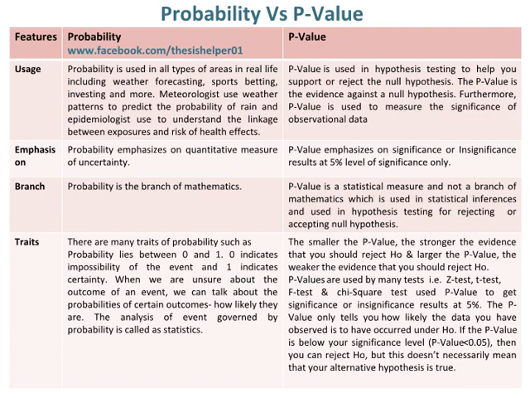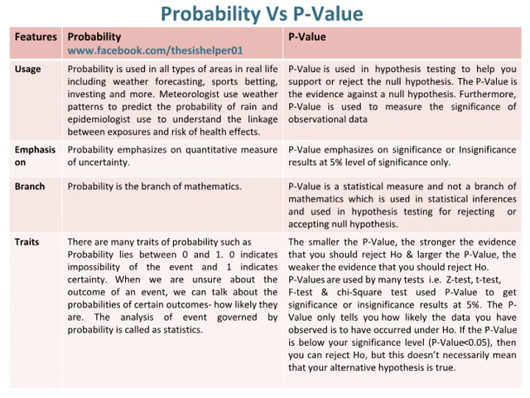There are many traits of probability, such as probability lies between 0 and 1. 0 indicates impossibility of the event and 1 indicates certainty. When we are unsure about the outcome of an event, we can talk about the probabilities of certain outcomes, how likely they are. The analysis of events governed by probability is called statistics.